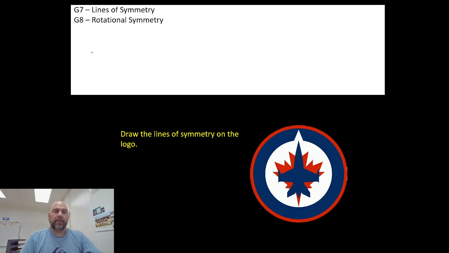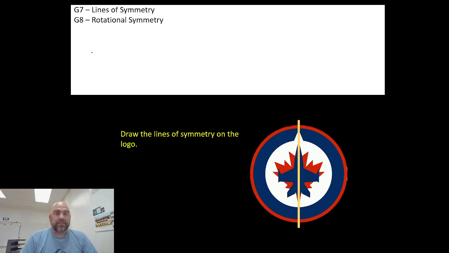This logo right here has a line of symmetry that goes right up the middle like that. You'll notice that the left-hand side and the right-hand side of this logo are identical, or at least they're a mirror image of each other. It's not the same image just copied and pasted. It's flipped so that they are a mirror image of each other.